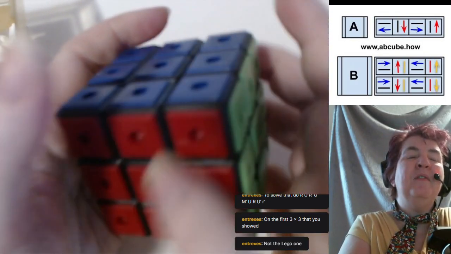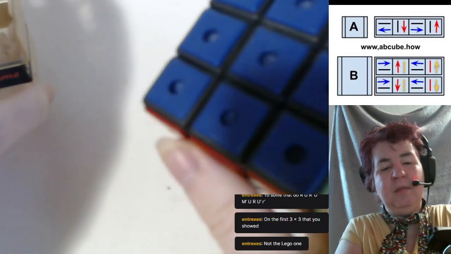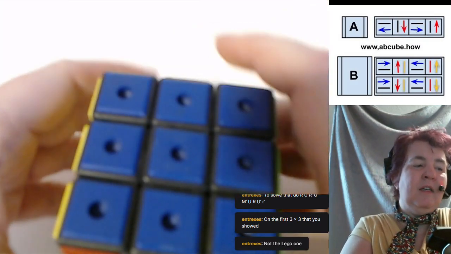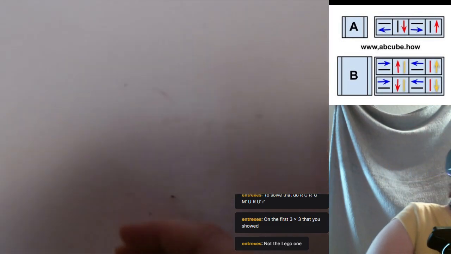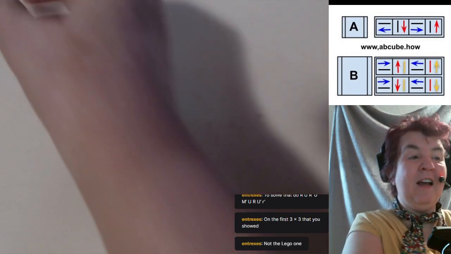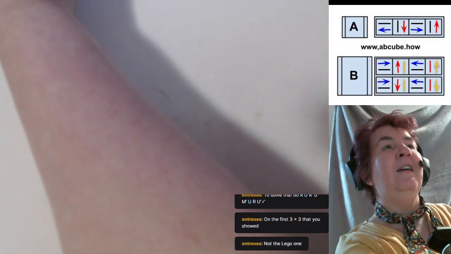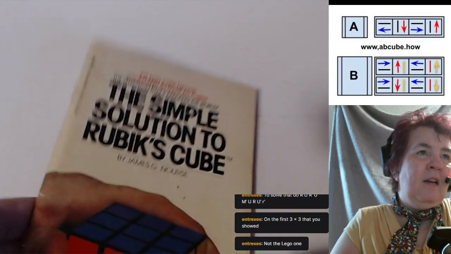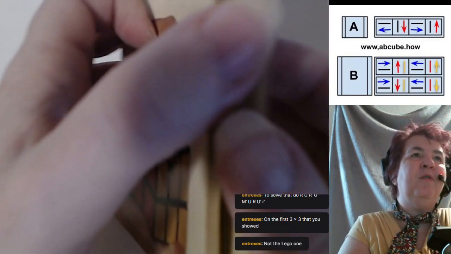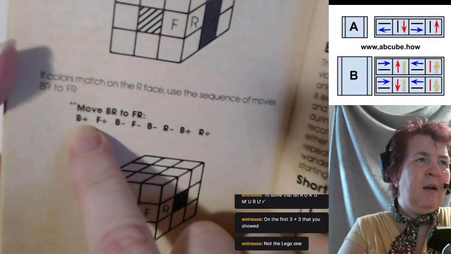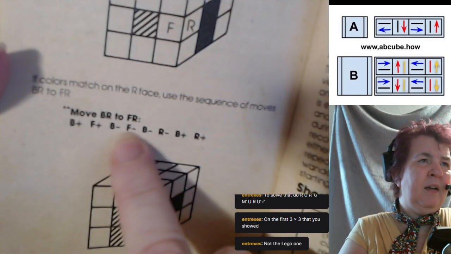But yeah, when I was learning the Rubik's Cube, and I learned by muscle memory, I bought the book at the local 7-Eleven and memorized it, because that's how the non-geniuses learned how to solve the Rubik's Cube back then. This is the book that I learned and memorized, by James Nourse. This was before we had standardized notation. A plus meant clockwise and a minus meant counterclockwise.